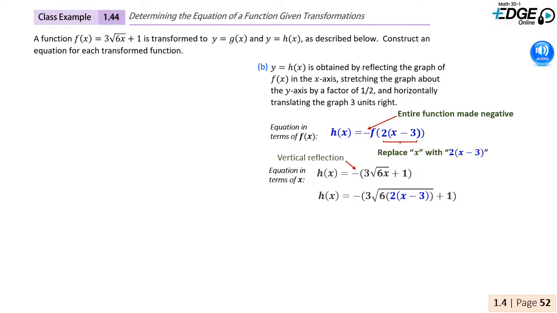Dealing with horizontal transformations is a bit trickier though. Really the only option is to write them as replacements. So here, because in the expression, that first line, instead of having f of x, we had f of 2 times x minus 3, we will here replace the x with 2 times x minus 3. This might make our equation look a little bit clunky, but I do believe this is the most effective way to determine the equation of transformed functions.